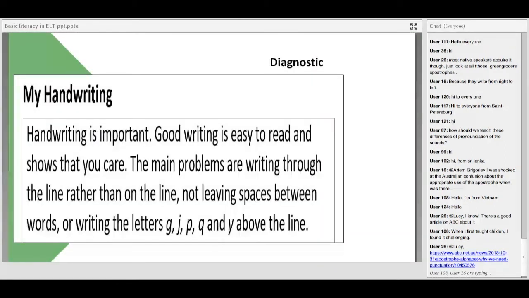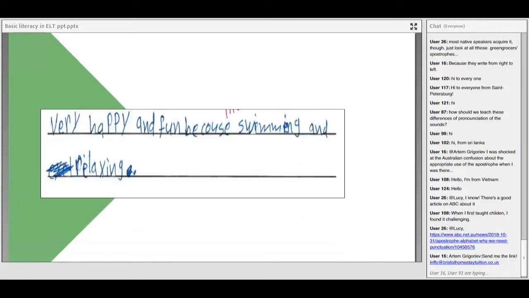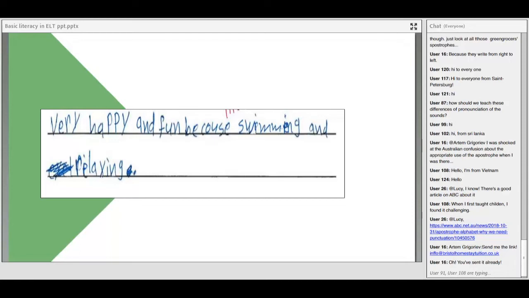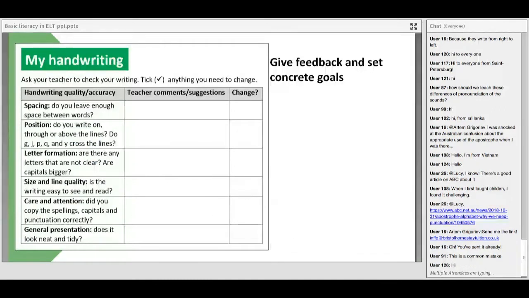So if we build into our teaching, for example, a diagnostic handwriting exercise, this is one I have. So I say to the students, it takes 5 minutes, please copy this. And they copy this onto lines. And if you look at the last line, it says G, J, P, Q, and Y above the line. And this is an example of a student's handwriting who doesn't know that P's and Y's start on the line rather than halfway up the line, if you understand what I mean. And the G, they're doing the same thing. Now to fix that isn't particularly hard. You basically have to tell them.